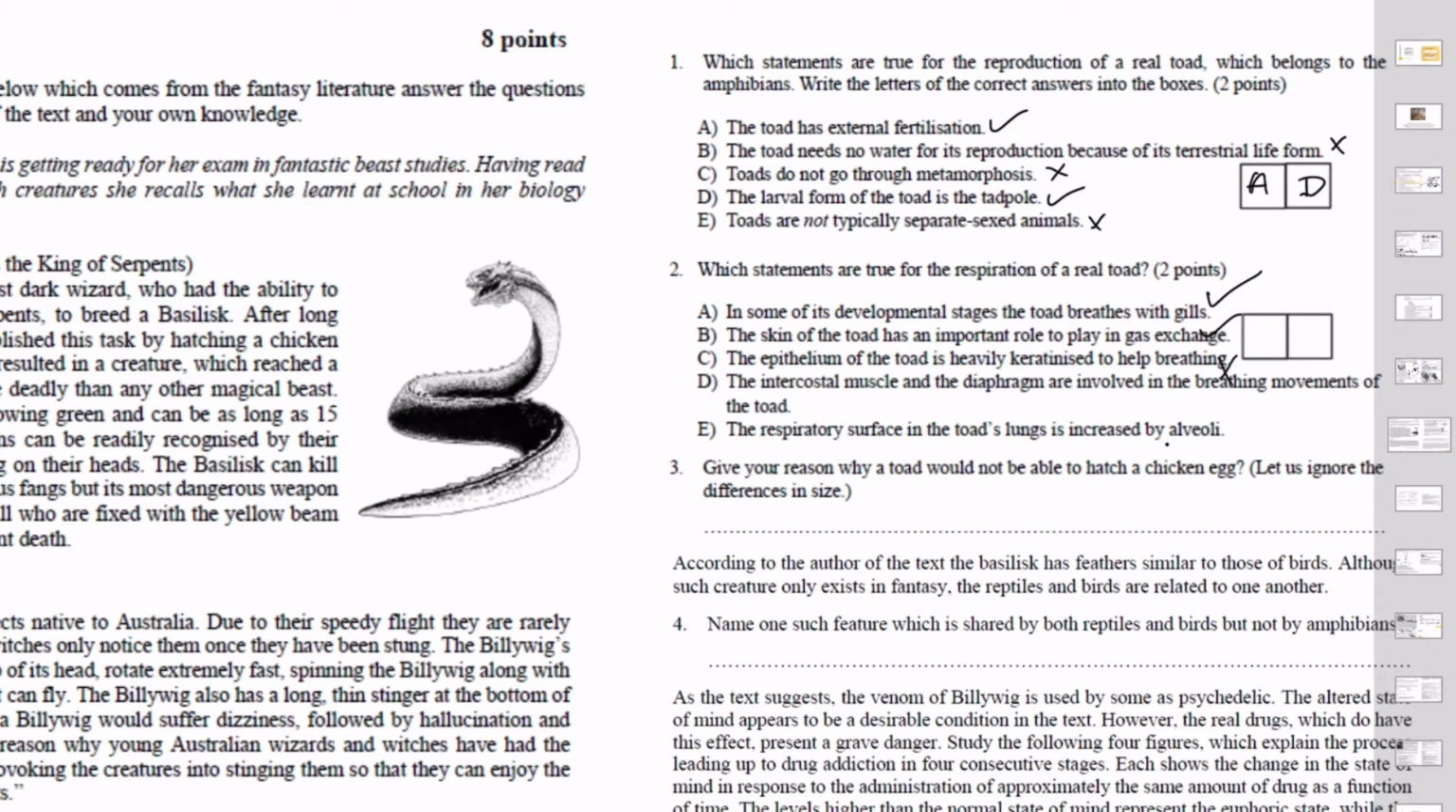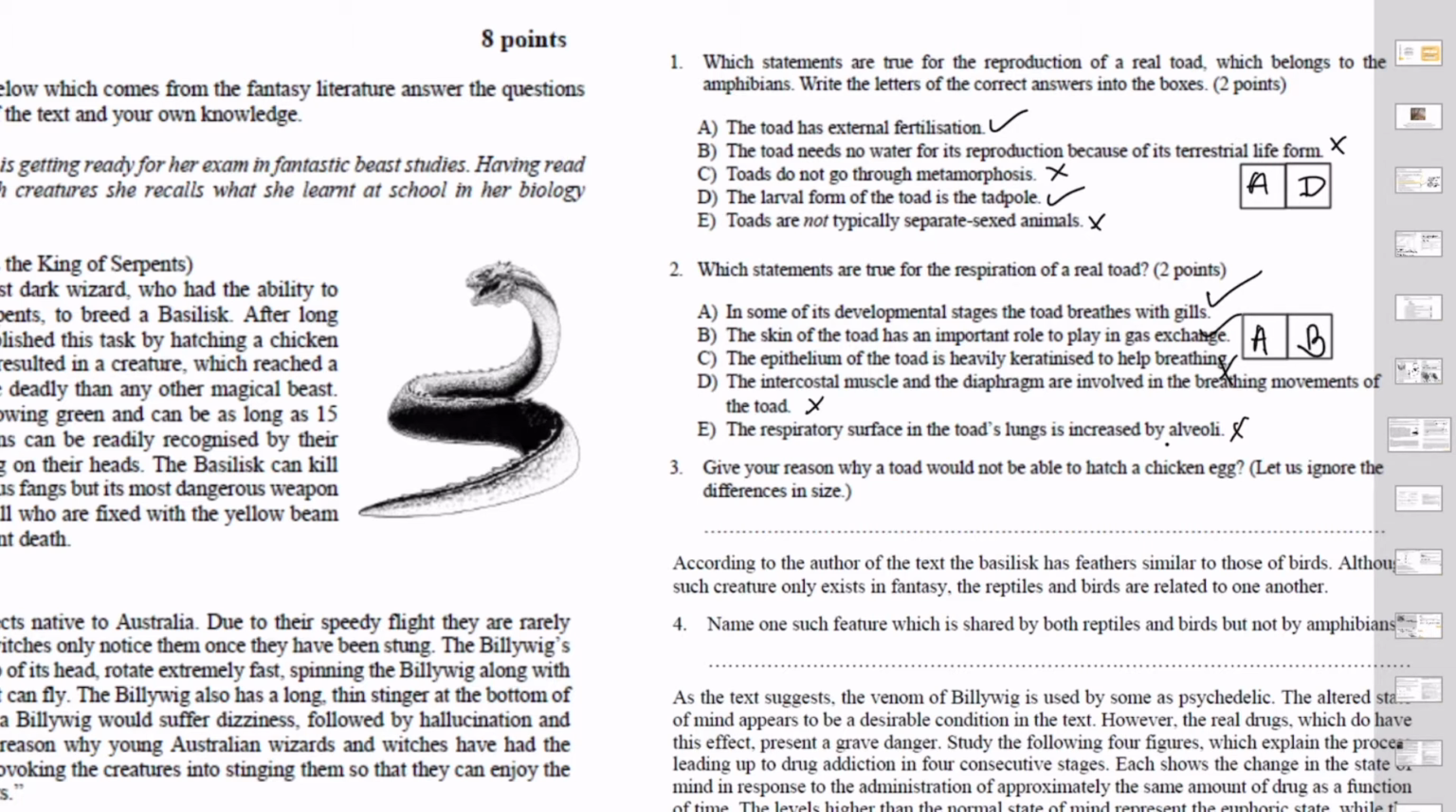That is definitely incorrect. The intercostal muscles and the diaphragm are involved in breathing movements. Obviously not. They are actually swallowing the air. That's not the scientific way of expressing it, but that's the easiest way to understand. The respiratory surface in the toad's lungs is increased by alveoli. No, that is for the mammals. So basically the good answers will be A and B.